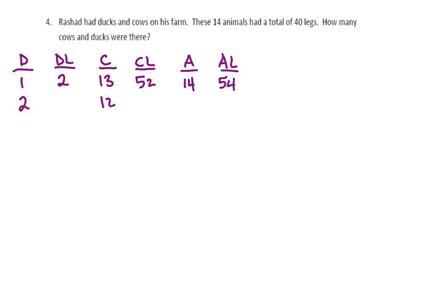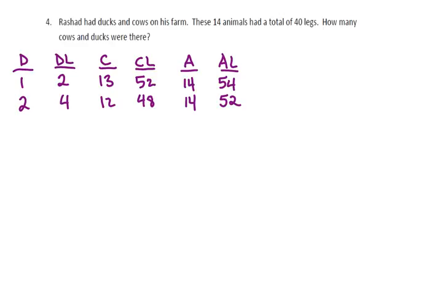We go to 2 ducks, 12 cows, still have 14 animals, but now we have 4 duck legs, 48 cow legs, for a total of 52. So by increasing 1 duck, decreasing 1 cow, we decrease 2 legs, and we need to get down to 40. So if you want to do that in 1 step or in a bunch of steps, it doesn't really matter.